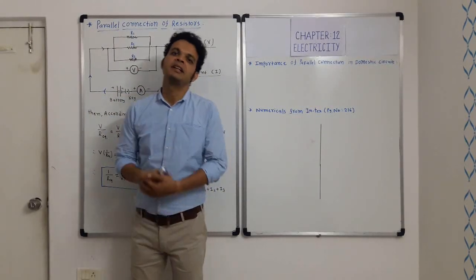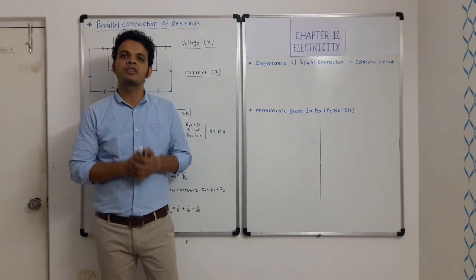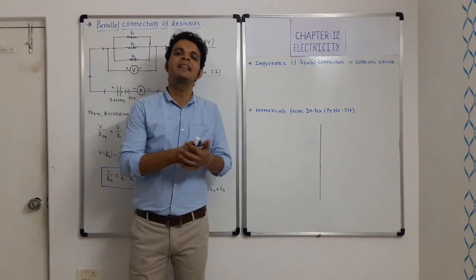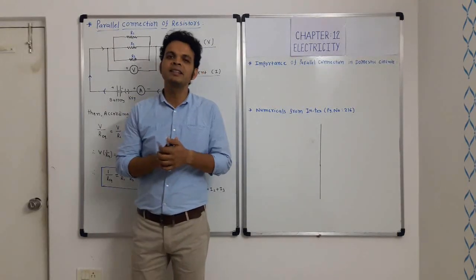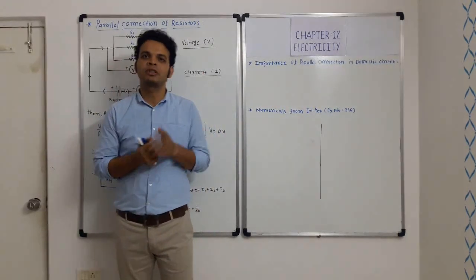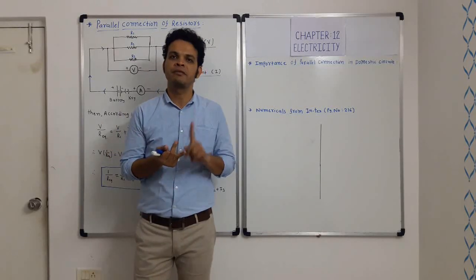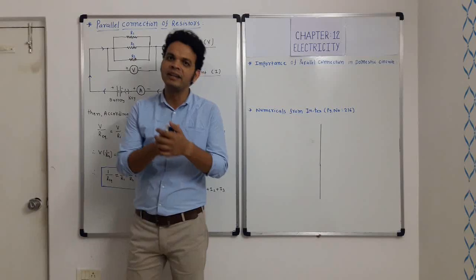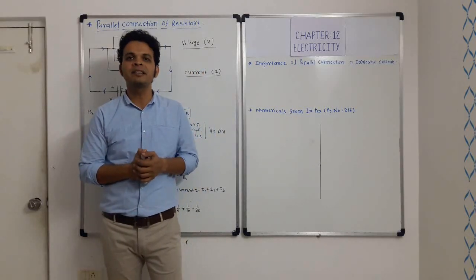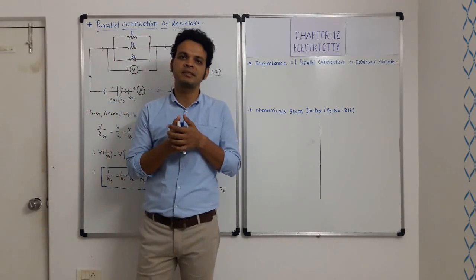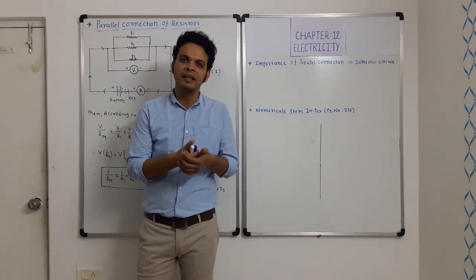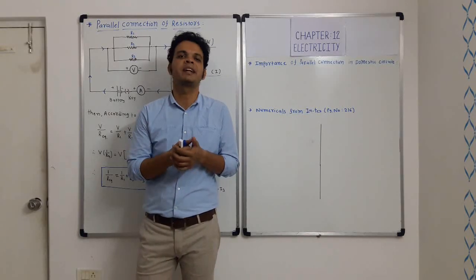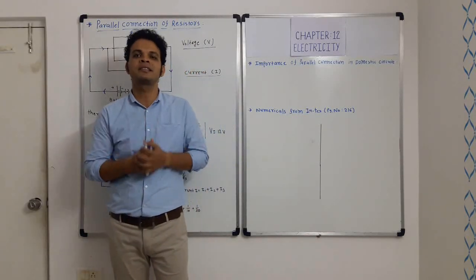Hello student, let us start the seventh lecture of your chapter number 12, Electricity. Till now in this chapter we have discussed what is current, what is potential difference, what is a resistor, what is a system of resistors, and in the last lecture we have seen that when various resistors are connected in series, what is their sum total, that means what is their equivalent resistance.